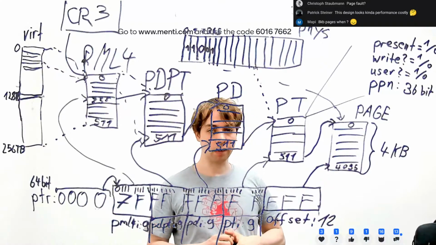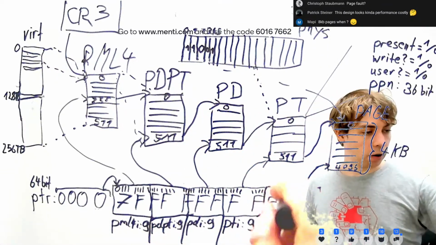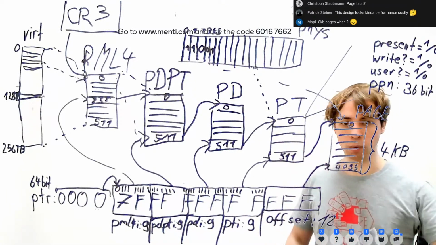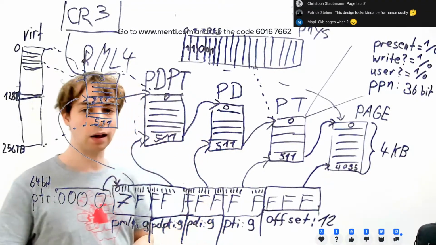8 kilobyte pages. We don't use 8 kilobyte pages because that would be ugly. We would need to use one more bit here, so we are just using 4 kilobyte pages. There's no reason to switch to 8 kilobyte pages now.